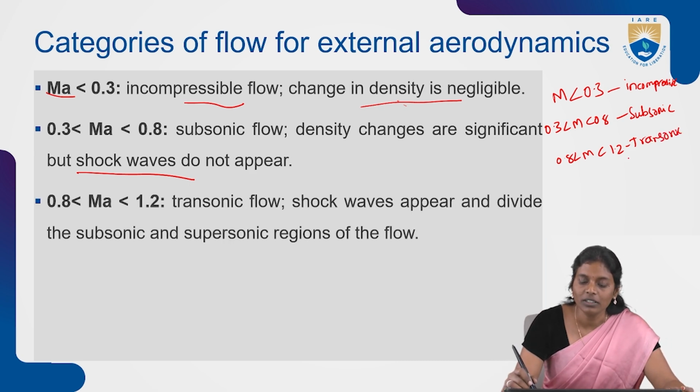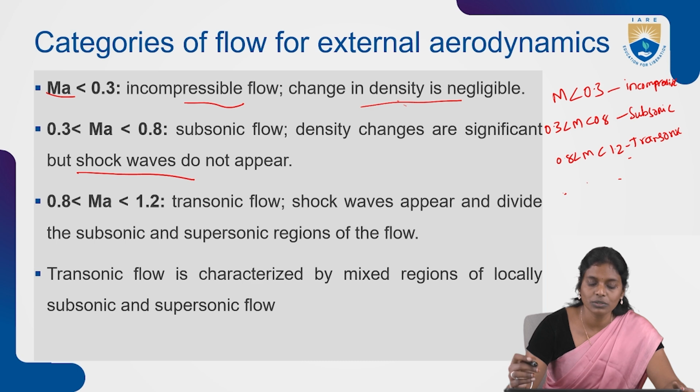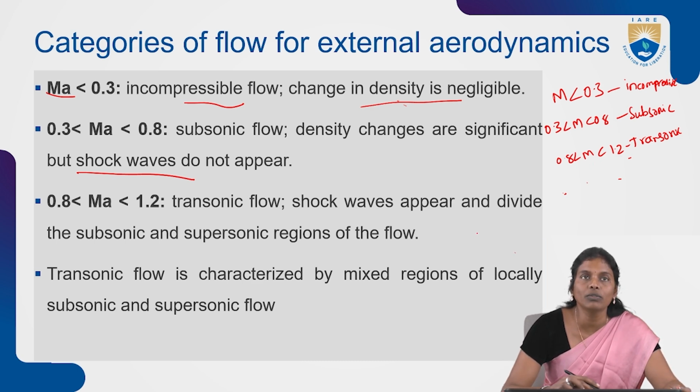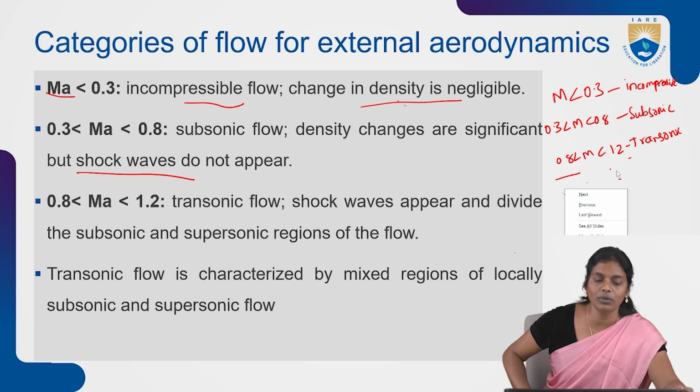Inside this one, we will have a shock wave appearance, and inside a body there will be a region dividing the subsonic and supersonic regions of the flow. So this transonic flow will be characterized by a mixed region of locally subsonic and supersonic flow, because the range is between 0.8 to 1.2. That's why we have a mixture of both subsonic as well as supersonic flow for the transonic conditions, right?